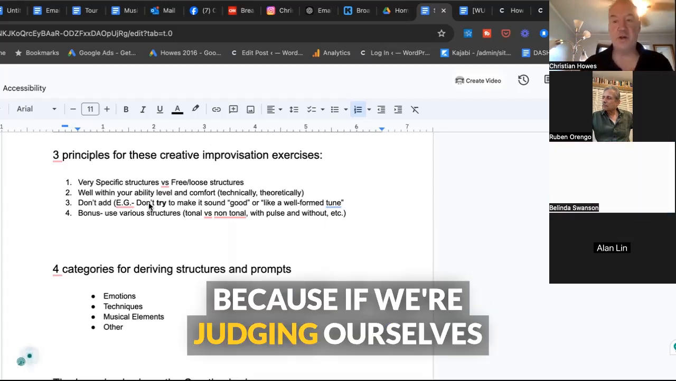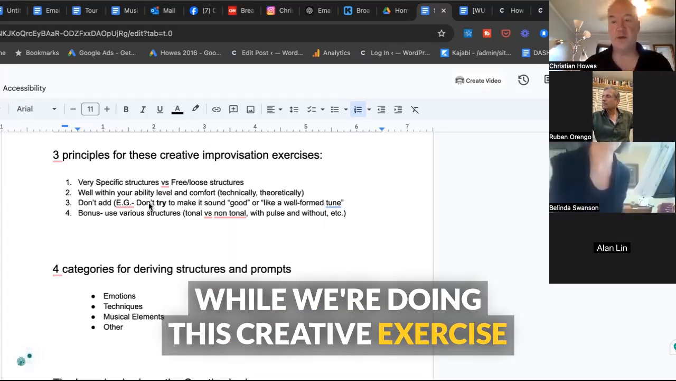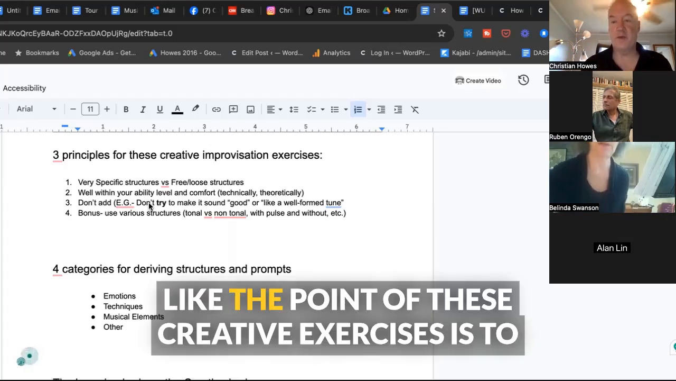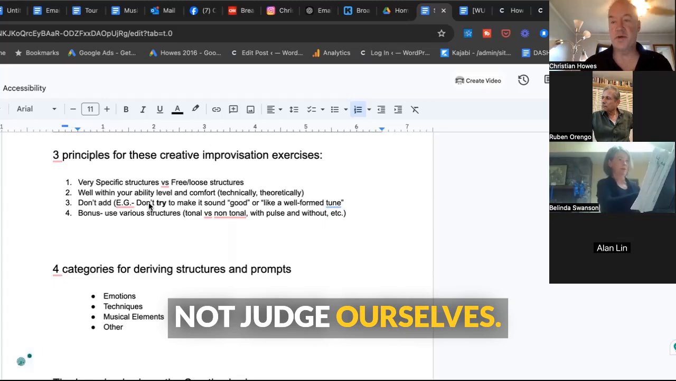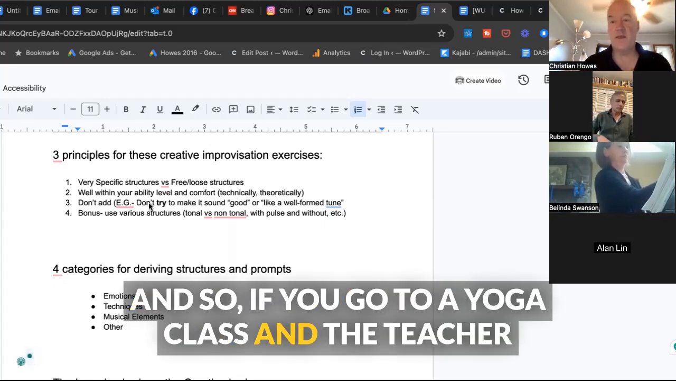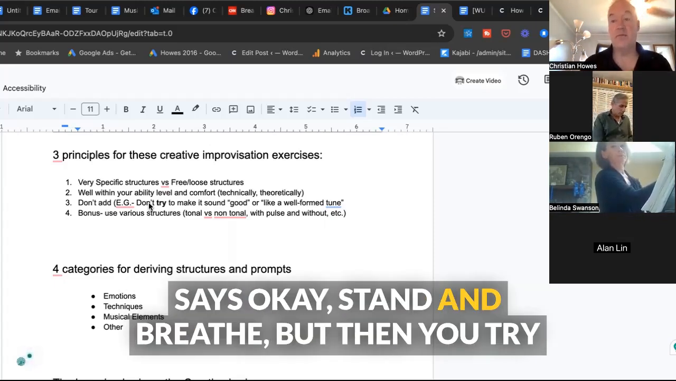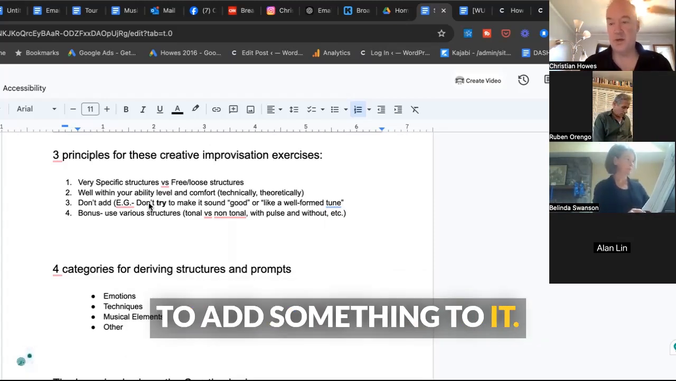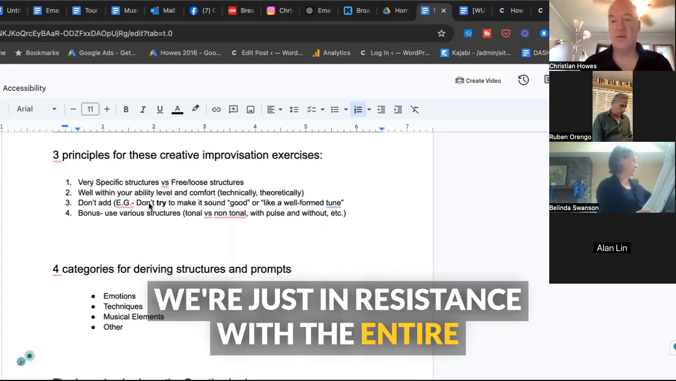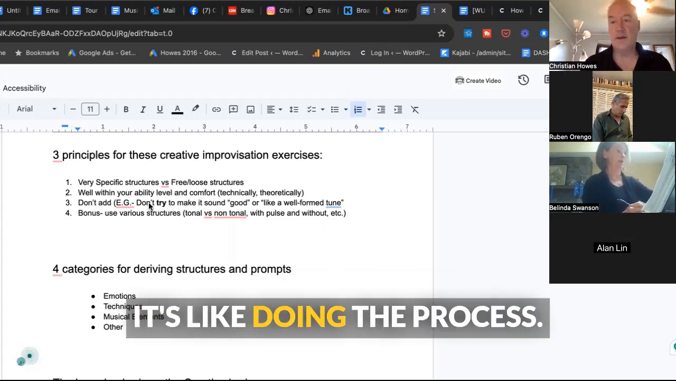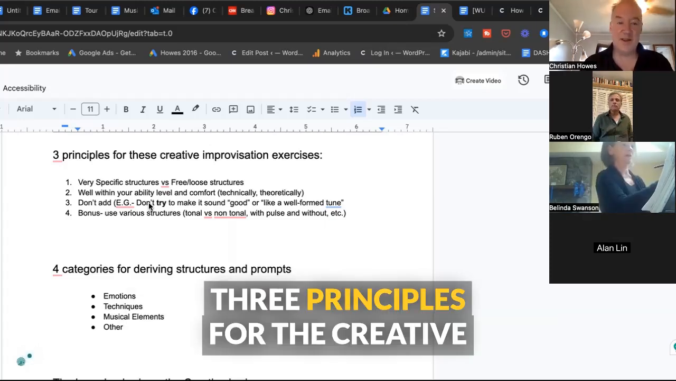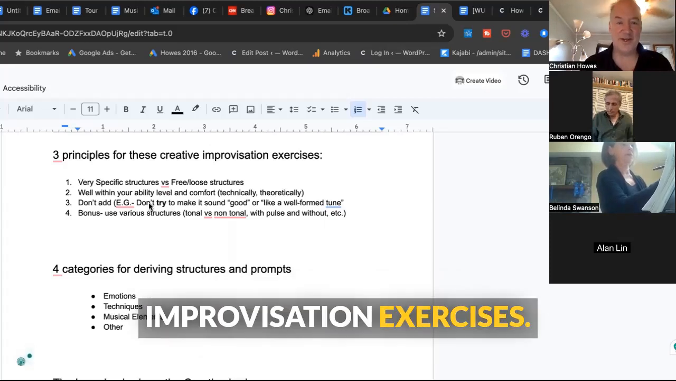If we're judging ourselves while we're doing this creative exercise, it defeats the point. The point of these creative exercises is to not judge ourselves. If you go to a yoga class and the teacher says, okay, stand and breathe, but then you try to add something to it, we're just in resistance with the entire point of the process. The process is the point. It's about doing the process. Now, those are 3 principles for the creative improvisation exercises.